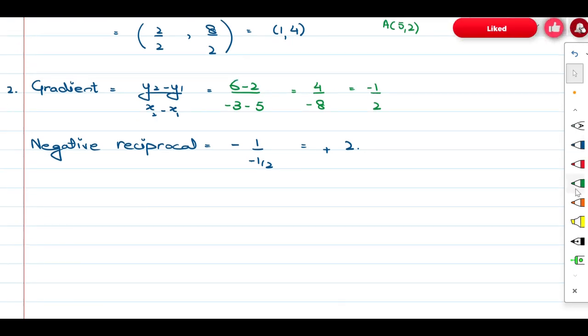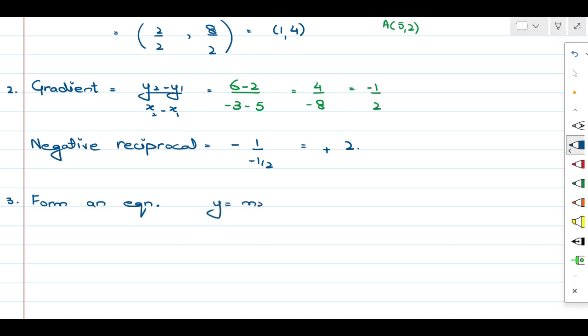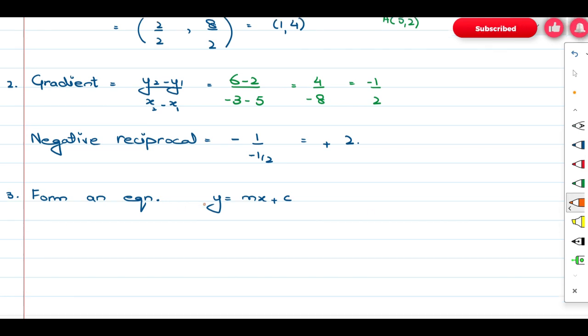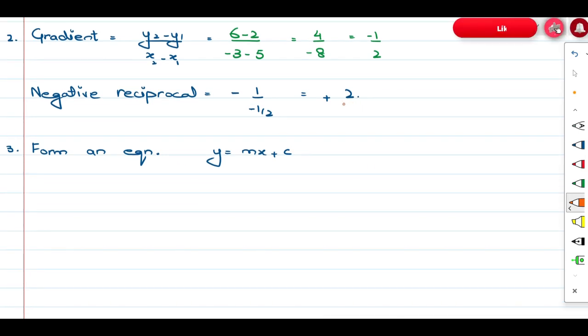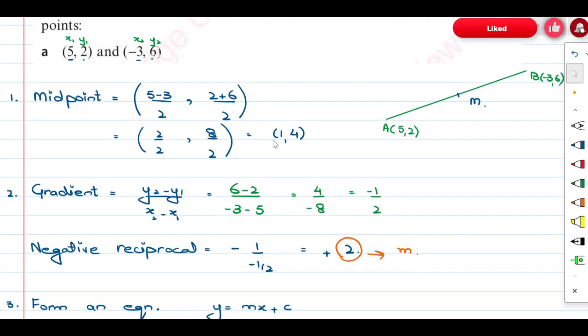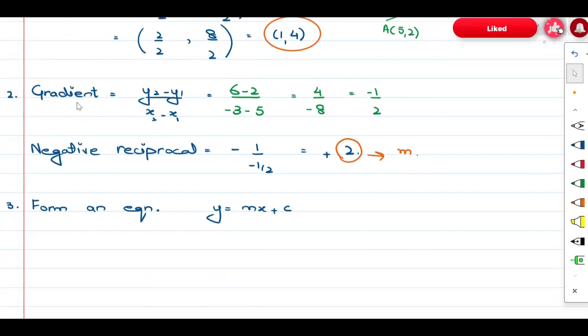Now we need to make an equation. Step 3: form an equation. Okay, so the equation is y equals mx plus c. So in mx plus c, what is your m? This is my m. And to get the c, we need to use the point. This point, 1 and 4, right?